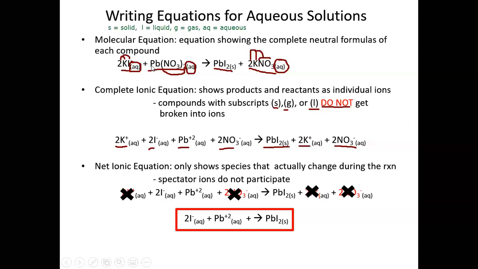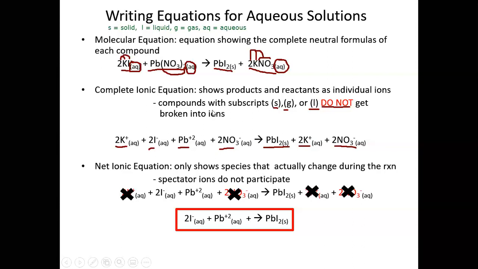So again, the molecular equation shows compounds in their neutral form. For the complete ionic equation, everything that's aqueous, we break apart into ions. Everything that's solid, liquid, and gas, we leave intact. Then we look for the ions that are "exactly" the same, and then we cross them out because those are the spectator ions.